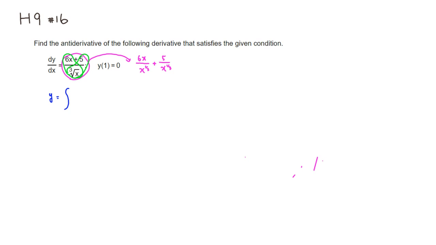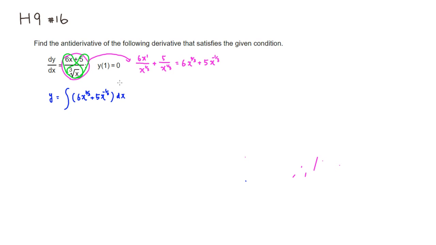Then we can rewrite this. The x is the first power, and 6 is just a number. So 1 minus 1/3 would be 2/3, so it's going to be x to the 2/3 power. And there's a 5 here sitting on the bottom, so we can write it as x to the negative 1/3 power. Now we can find the antiderivative of 6x to the 2/3 power plus 5x to the negative 1/3 power with respect to x.